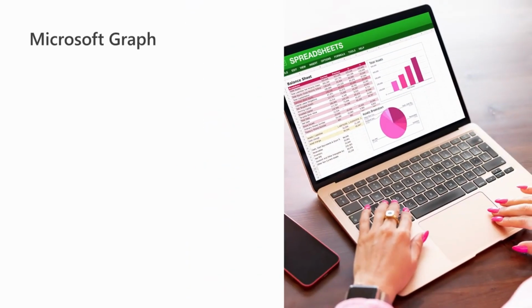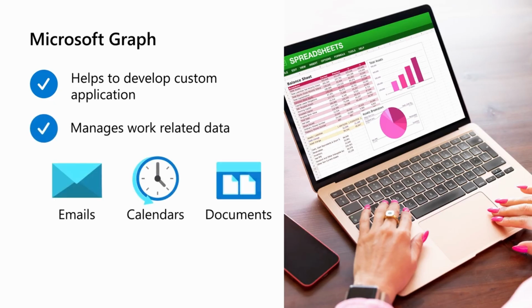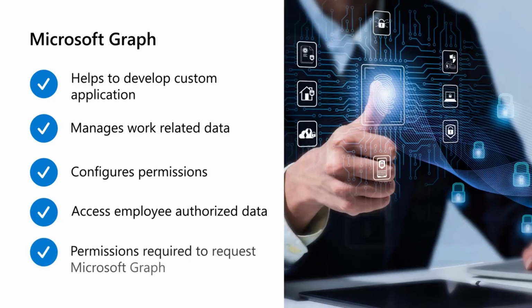Suppose a company uses Microsoft Graph to develop a custom application that allows employees to access and manage their work-related data, such as emails, calendars, and documents. The company's IT team needs to configure the appropriate permissions for the application to ensure that it can only access the data that the employees have authorized and complies with its security and privacy policies. As a developer, you must decide which permissions are required to request for Microsoft Graph.